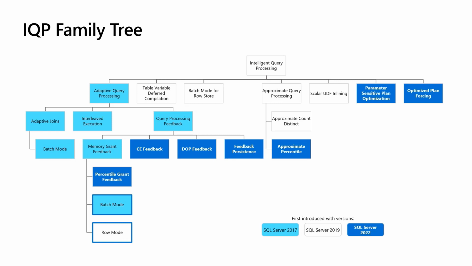The boxes shown here in light blue are the features in Intelligent Query Processing that were released with SQL Server 2017. In SQL Server 2019, we added a number of new features shown here in the white boxes. And in SQL Server 2022, what you're going to hear about today are the additions that we made, including cardinality estimation feedback, DOP feedback, two improvements to the existing memory grant feedback work, which include percentile grant feedback and feedback persistence. We are also going to talk about parameter-sensitive plan optimization and optimized plan forcing.